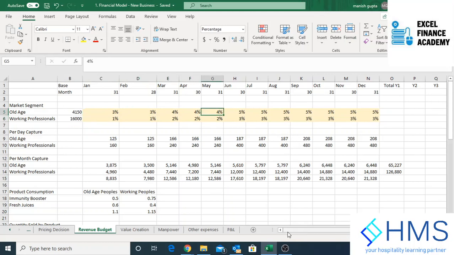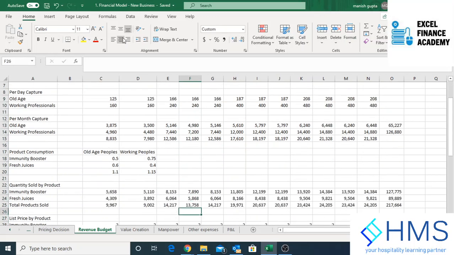But we always need to come up with a marketing plan for how we can achieve this capture ratio that we are talking about. So this was per day guests, how many guests we would be having in the restaurant, and then in total how many in the month.